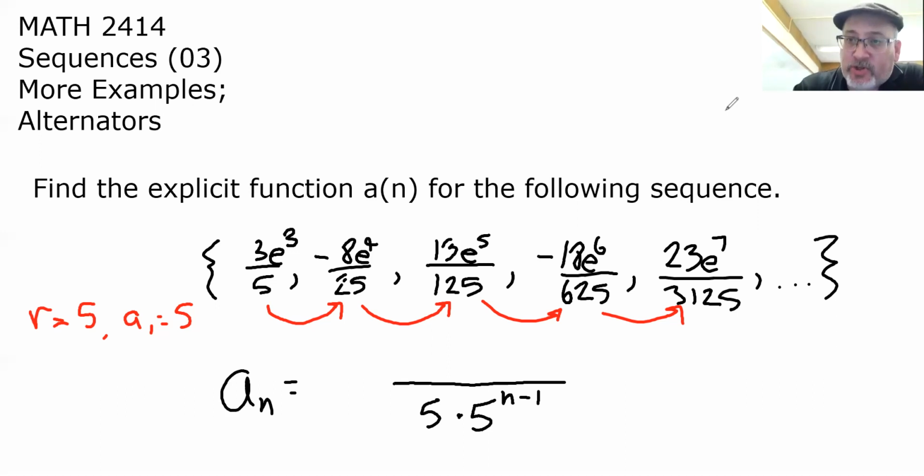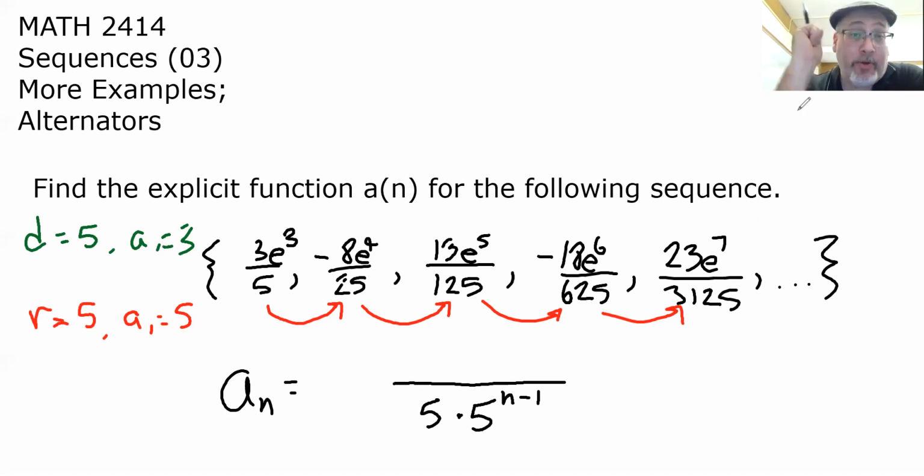If you focus on just those, it won't take you too long to determine that those form an arithmetic sequence. 3, 8, 13, 18, and 23 all have a common difference of 5, with a first term of 3. And again, I know the signs are alternating, but we're going to handle those separately.